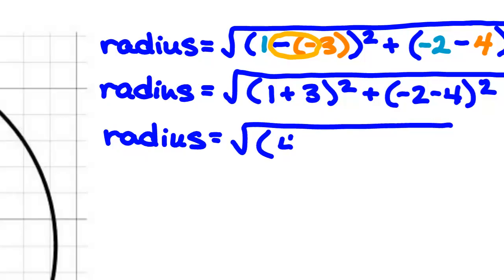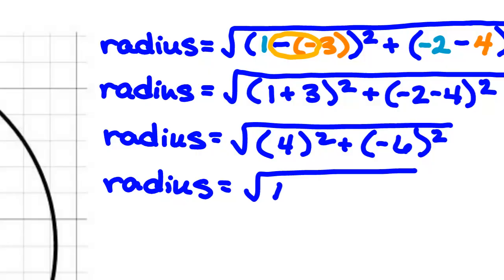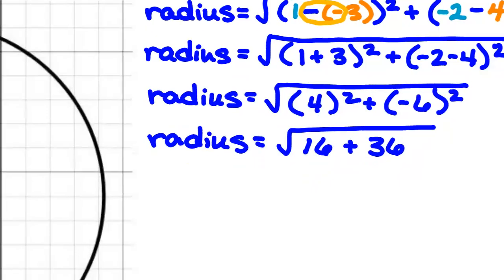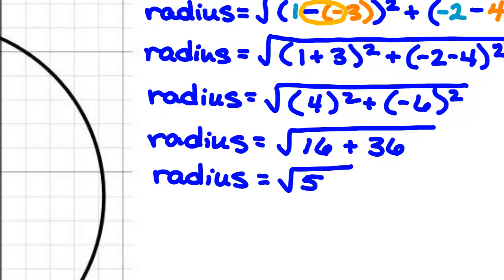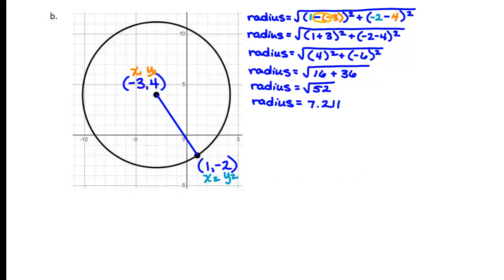So that gives me 4 squared plus -6 squared. 4 squared is 16. -6 squared is 36. What is 16 plus 36? 52. So underneath my radical, I have 52. And what is the square root of 52? 7.211. So that's what we're going to use as our radius.